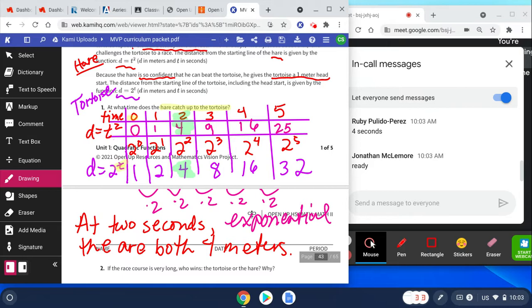Go down and start looking at number 2. If the race course is very long, who do you think wins? Type ready in the chat when you've got your table and your sentence done.